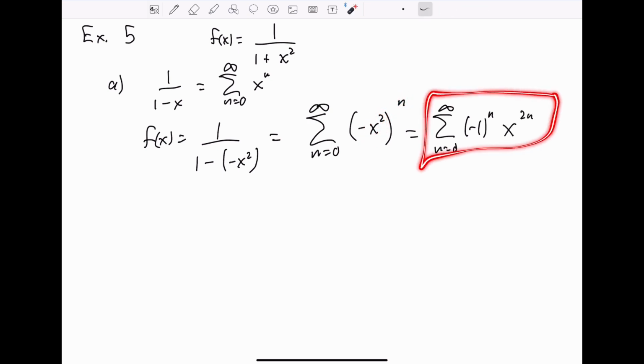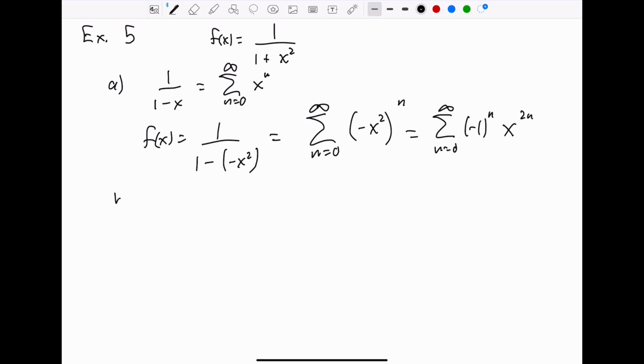Here is the Maclaurin series for the function 1 divided by 1 plus x squared. And we developed this by using the associated function 1 over 1 minus x. Let's develop the same Maclaurin series, but let's do it a different method. We're going to use the Maclaurin series for arctangent of x.